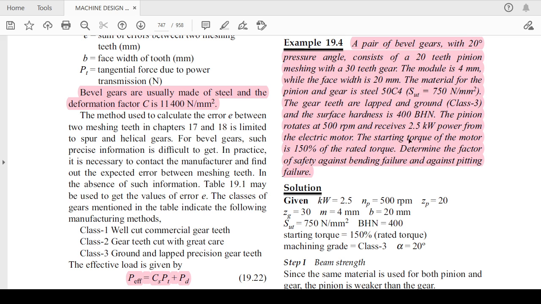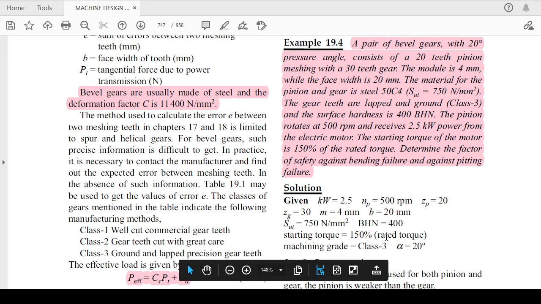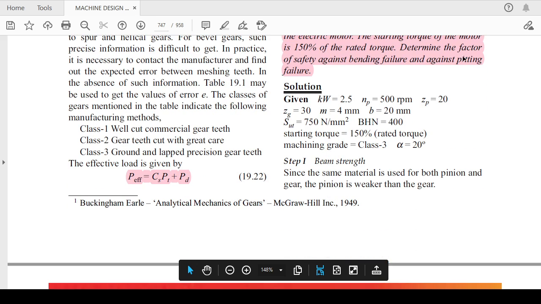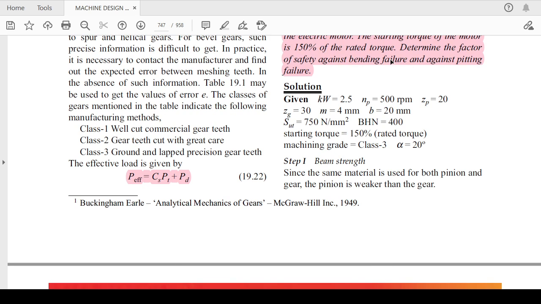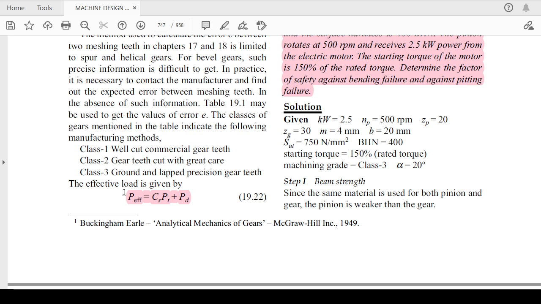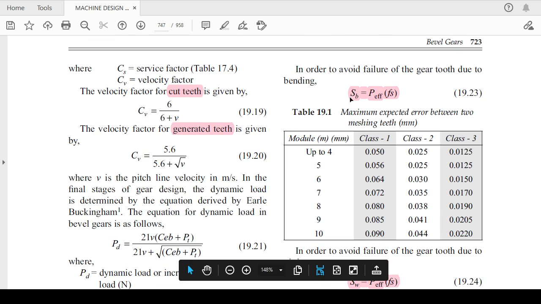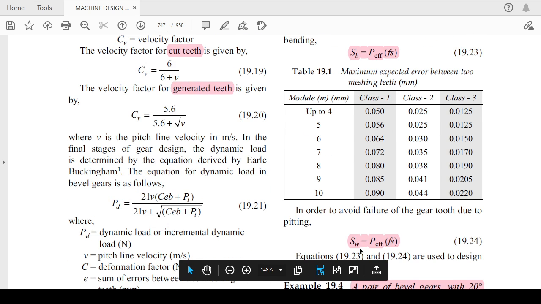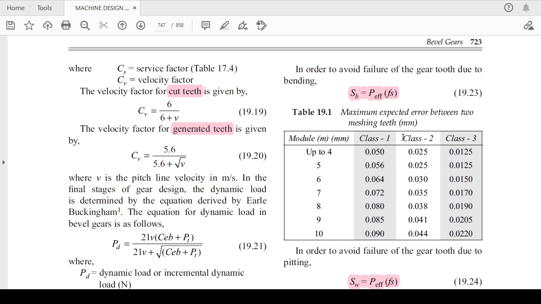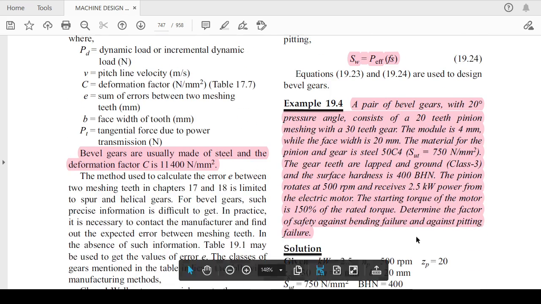We are told that the starting torque of the motor is 150% of the rated torque. With the help of that, you can also calculate the factor. Then determine the factor of safety against bending failure and against pitting failure, which means you have to calculate them separately. As per the derivation we have seen before, we have to calculate the value of P effective, as well as the beam strength and wear strength. If we know these two values, then we can easily calculate the factor of safety according to the bending failure or the pitting failure, as asked in the numerical.